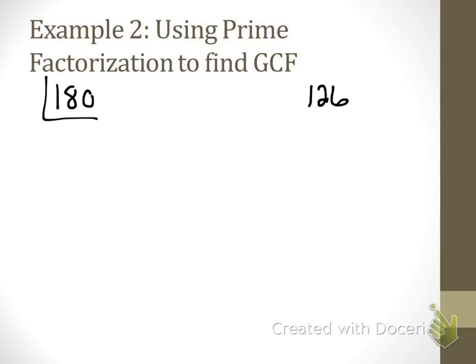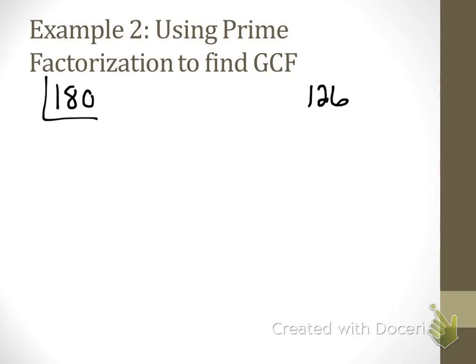Now, my preference is to do upside down division because I believe that it leaves less room for making a mistake. If you prefer factor trees, go right ahead. You're not going to miss any points for using a factor tree. It's totally up to you. But I'm going to use upside down division.